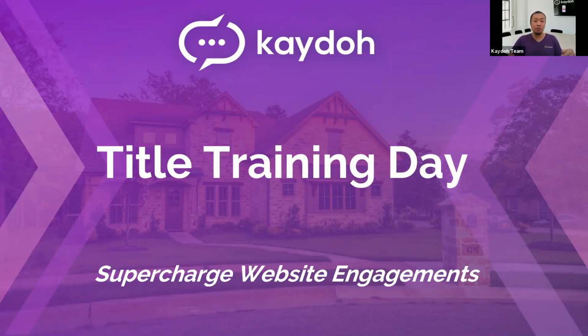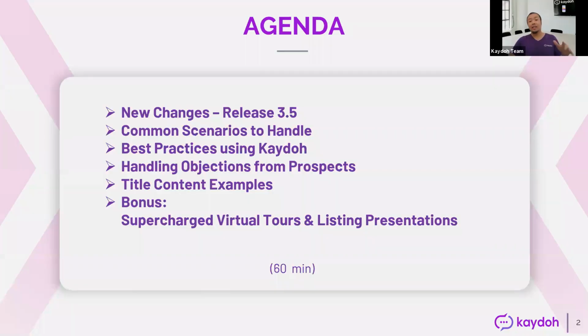With that, let me go to the first slide, the agenda. We're going to talk about the release, some changes that we've made to our product. Some of you may have seen it already. We haven't made it public, so you guys are going to be one of the first to know about these changes. We're going to talk about common scenarios that you should be able to handle, best practices using Kaydoh, where we're seeing results from, handling objections with prospects, and then doing title content, like content for your product, for your business.